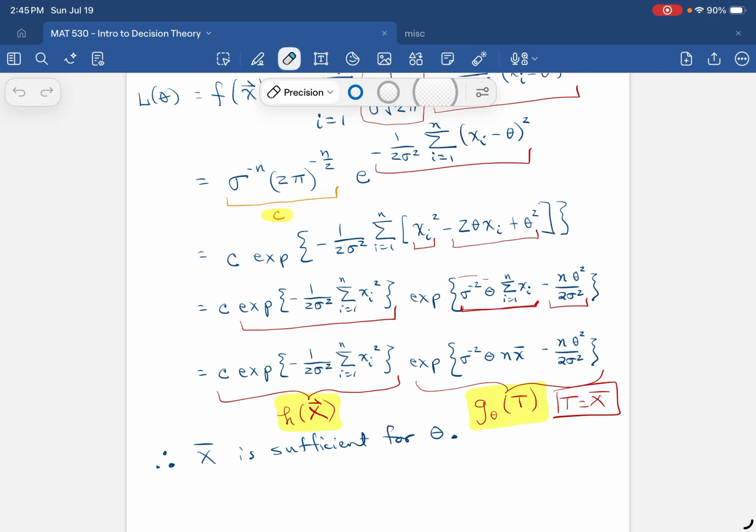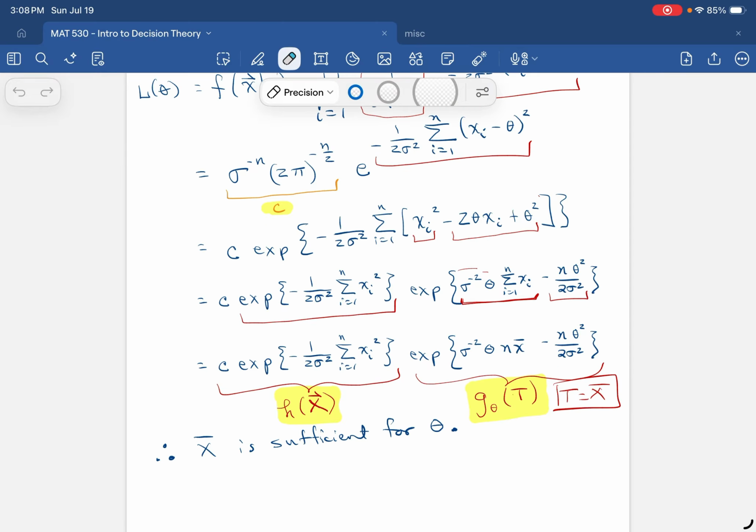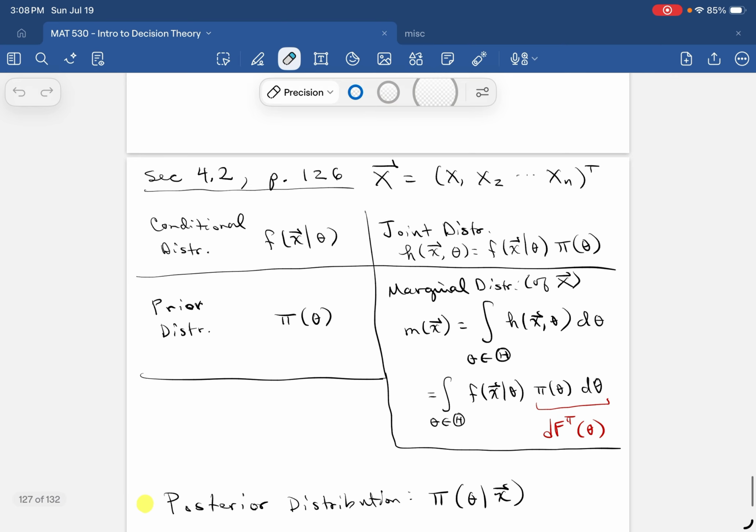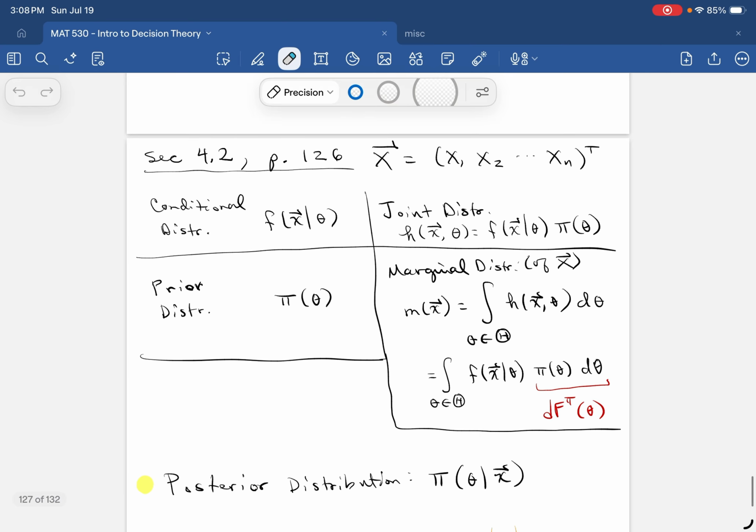Therefore, x bar is sufficient for theta. Now what I think would be helpful is for us to review all of the parts that we have encountered thus far and how they lead to the posterior distribution.